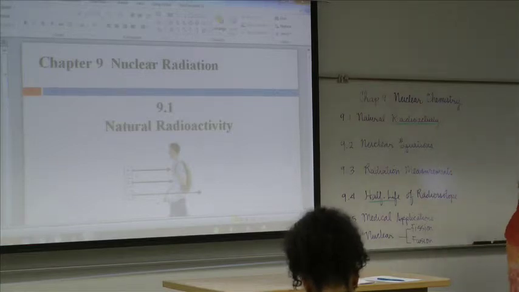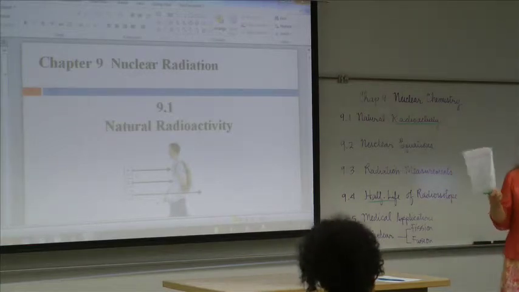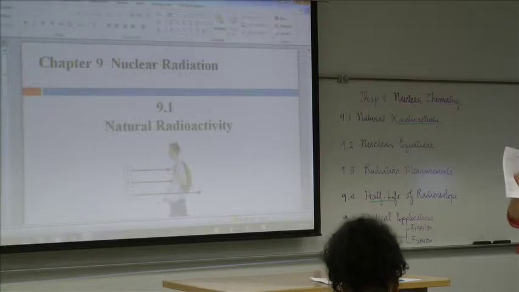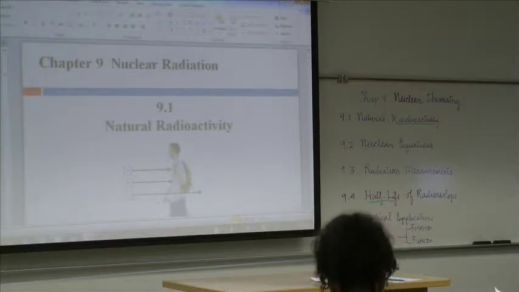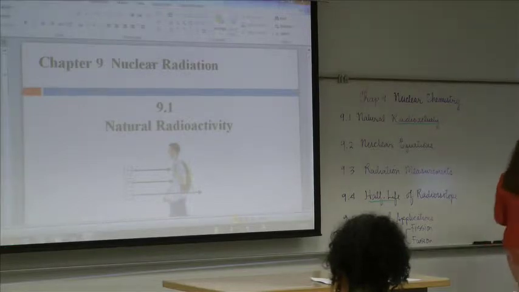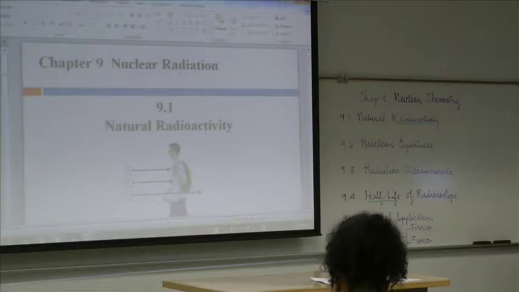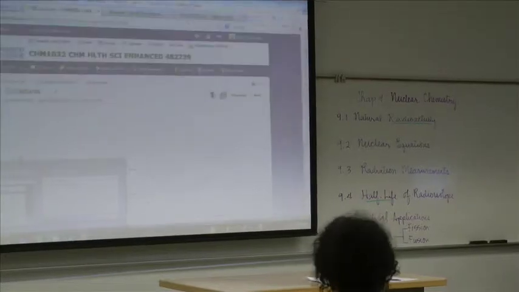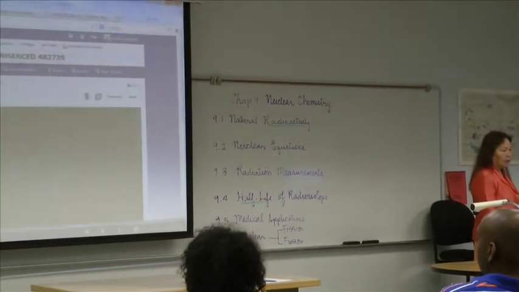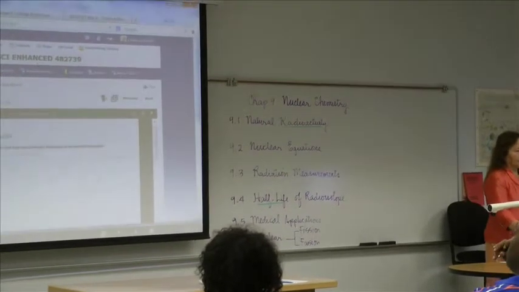So the vocab words are very important. You have study goals and also a chapter outline, and that's really important, along with the keywords. What radiation is, is explained there, as well as the units and medical applications, and some of the bigger questions that are already in your D2L, so we can try to go over them. On top of that, your D2L also has concept check questions for chapter 9.